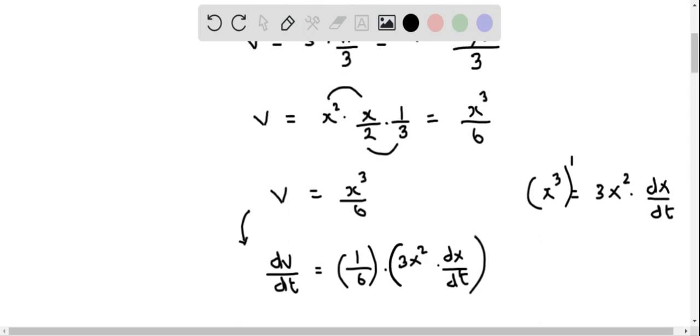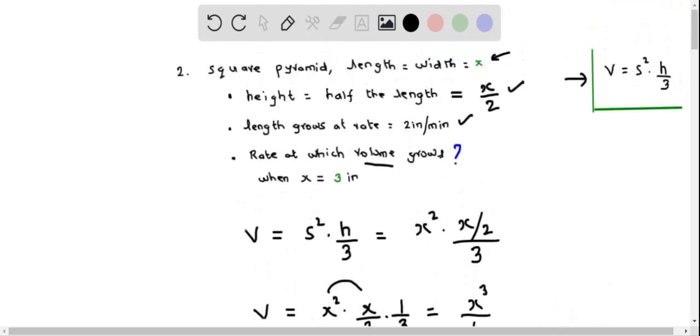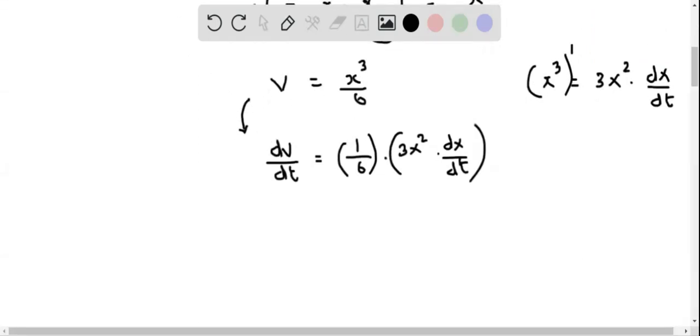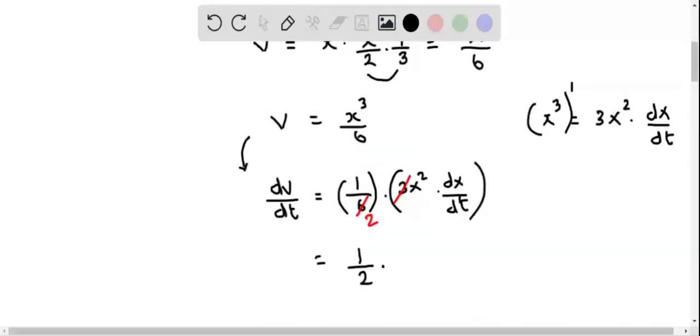Now we can plug in the values. We know that x equal to 3 inches, so we plug in x equal to 3. In fact, we can cancel this 6 with the 3 as it goes 2 times. So this basically equals 1 by 2 x squared. I'm going to replace x as 3. So therefore this becomes 3 squared.